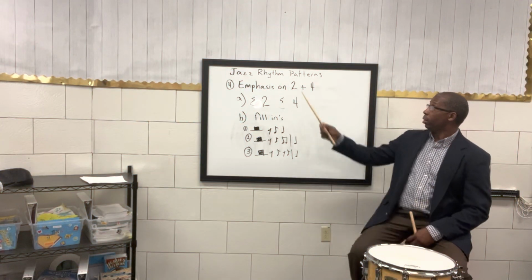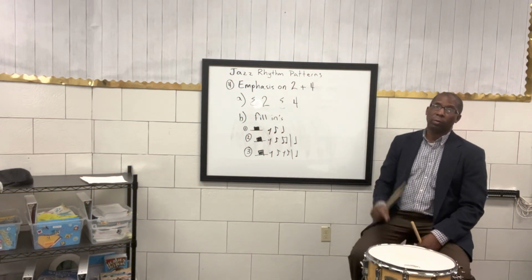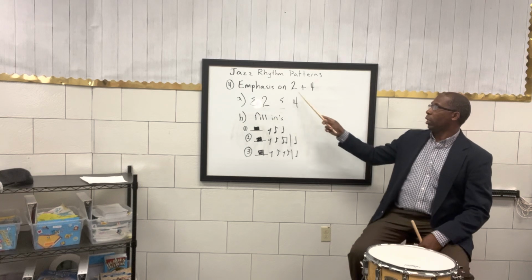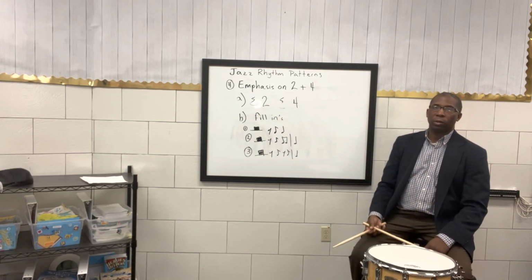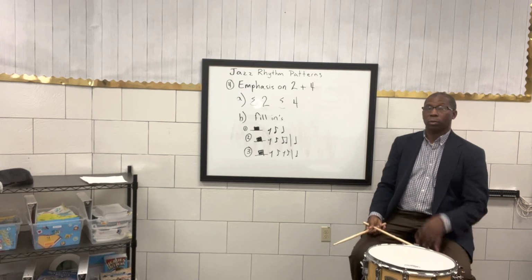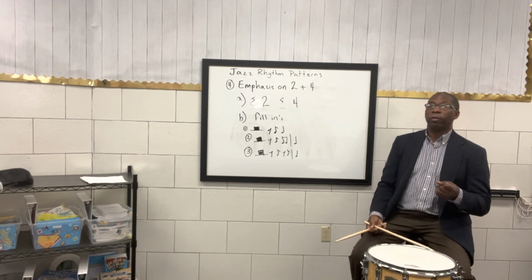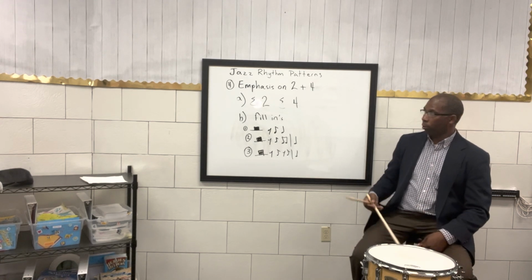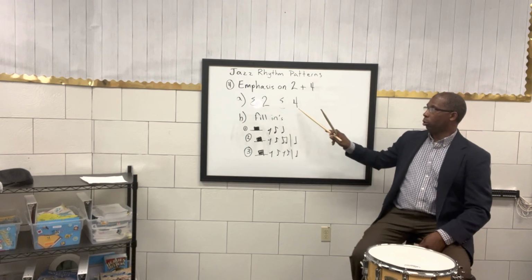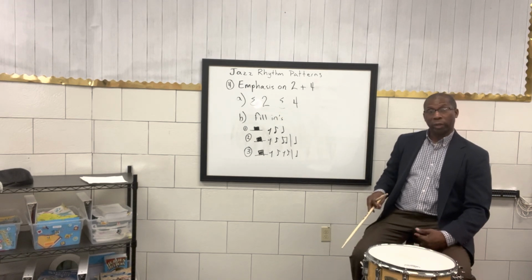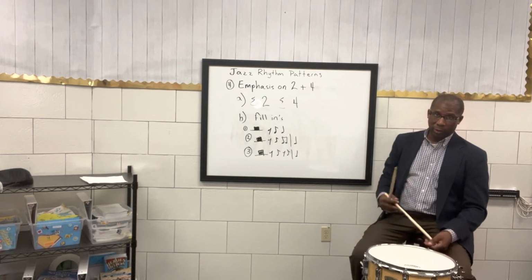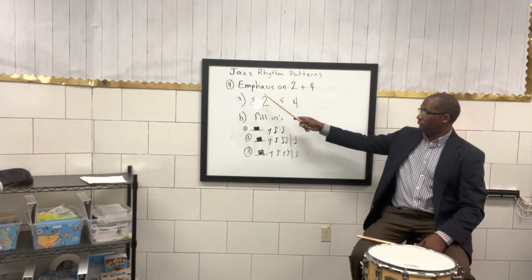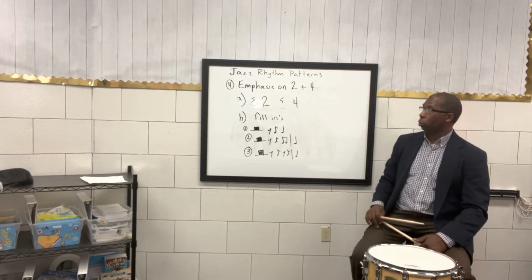Okay, jazz rhythm patterns. We're on number 4, and this is an emphasis on 2 and 4. Now, there are some cultural things involved with this. What I mean is, it will feel more natural for some students to play on 2 and 4, and more natural for others to play on 1 and 3. Now, since this is jazz music, the emphasis is on 2 and 4.